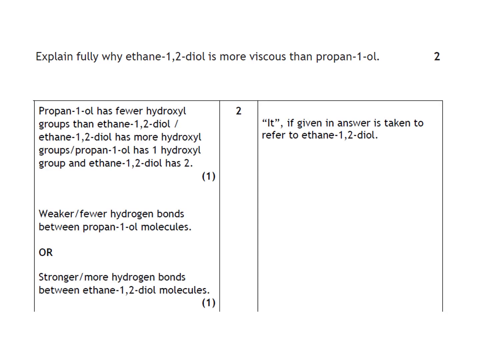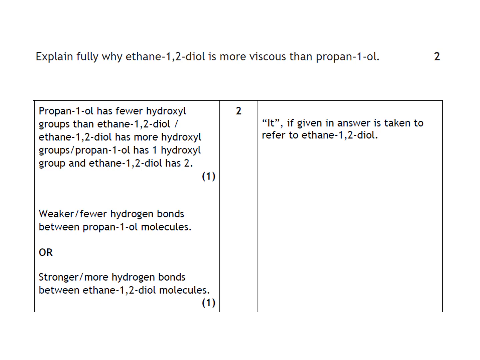So propan-1-ol has fewer hydroxyl groups. Propan-1-ol is going to have 1 hydroxyl group, whereas ethane-1,2-diol will have 2, and therefore we have fewer hydrogen bonds within the propan-1-ol and more in the ethane-1,2-diol. Okay, so that is everything.